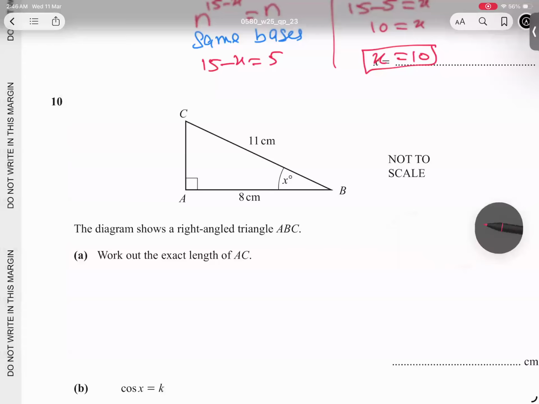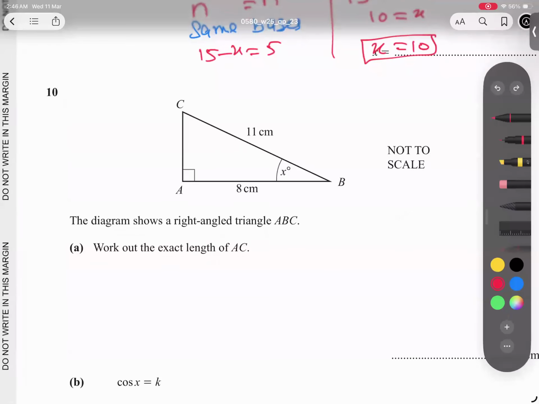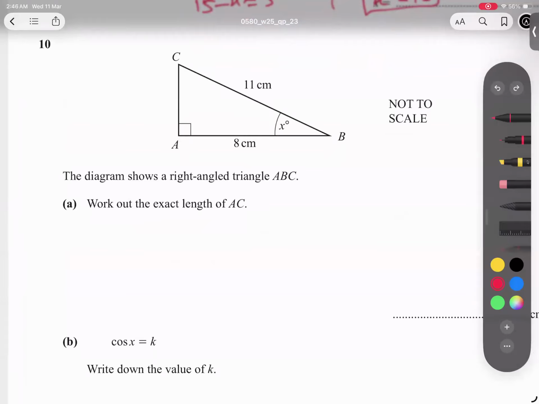Question number 10. We have a right angle triangle, seen with a box representing 90 degrees.